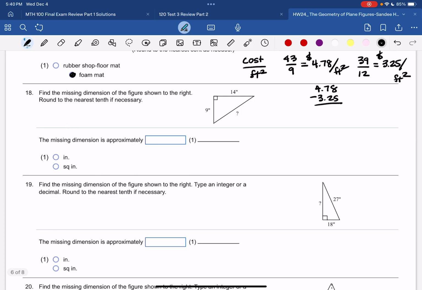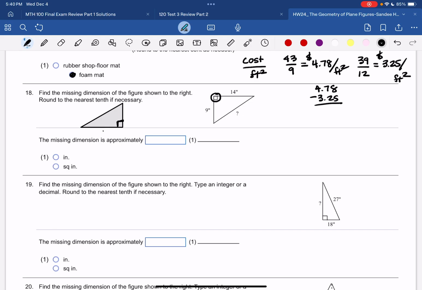Okay, number 18. Find the missing dimension of the figure shown to the right. Round to the nearest tenth. Now, if we knew the area of this triangle, it still wouldn't do us any good. We couldn't find that length. If we knew the total perimeter, though, because we're looking for a length, we could find it. But there's also this thing called the Pythagorean theorem, which is true for right triangles only. So notice I got a little right angle in the corner, like right here.